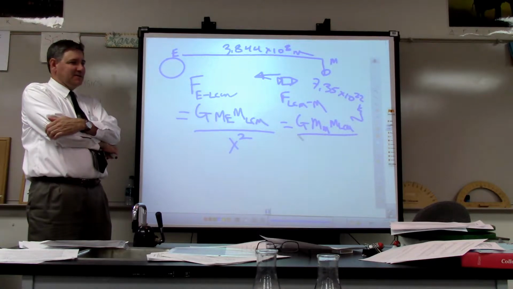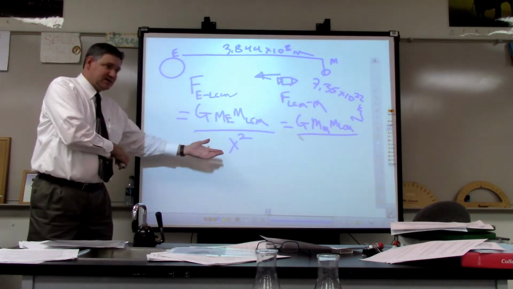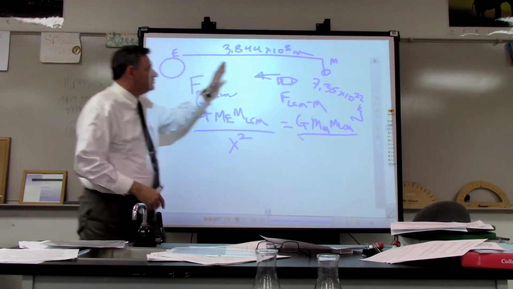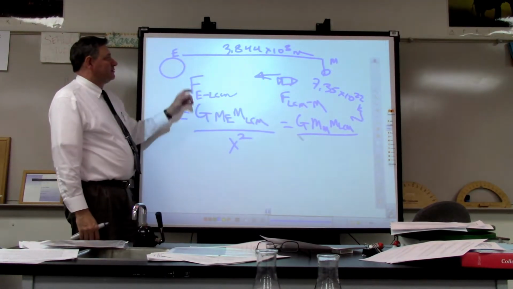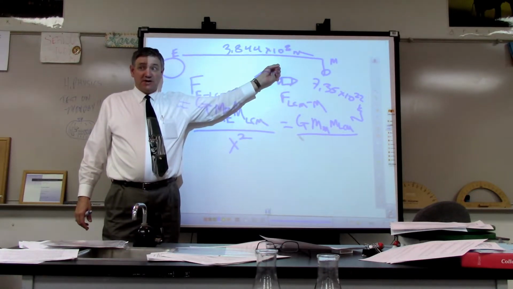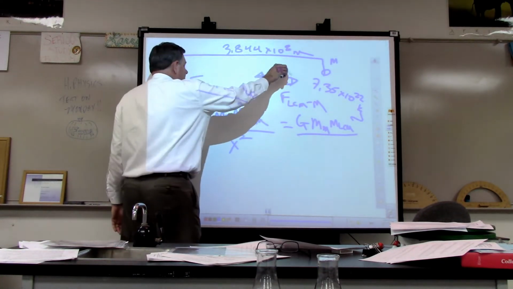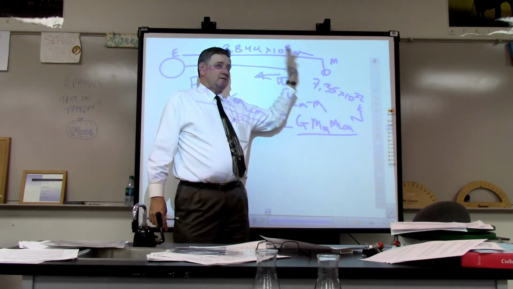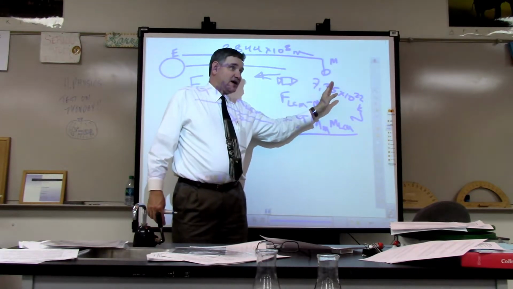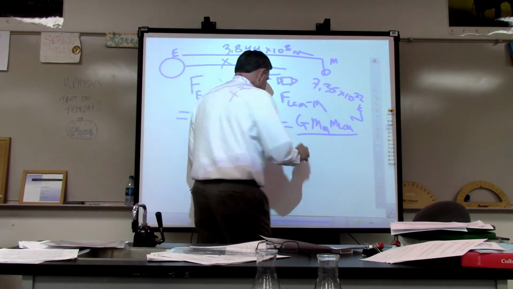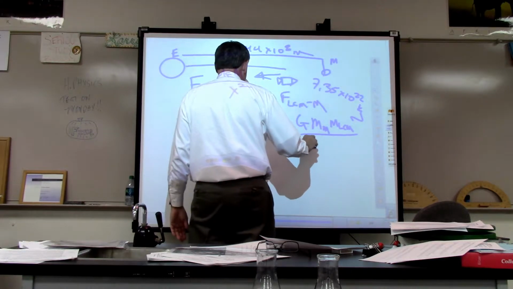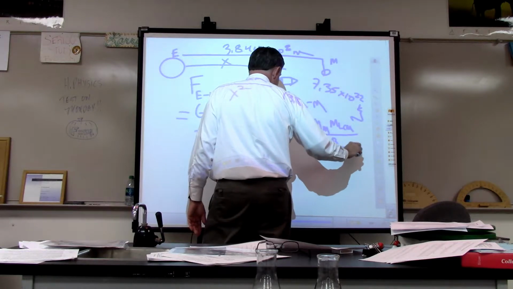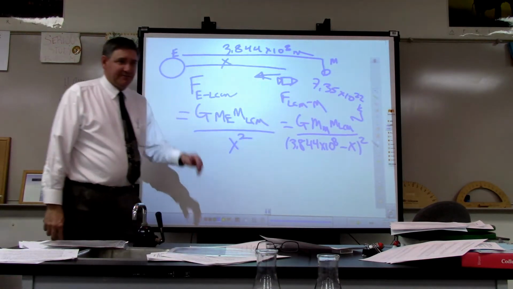Another distance. Is it just going to be x again? No. Well, what's the total distance? 3.844 times 10 to the 8th meters, right? That's the total distance, minus this distance x. So what's left over? That distance minus x, right? So this is going to be 3.844 times 10 to the 8th minus x quantity squared.